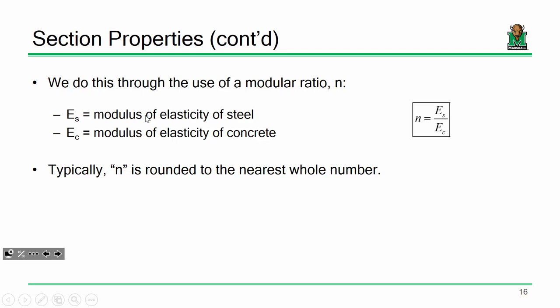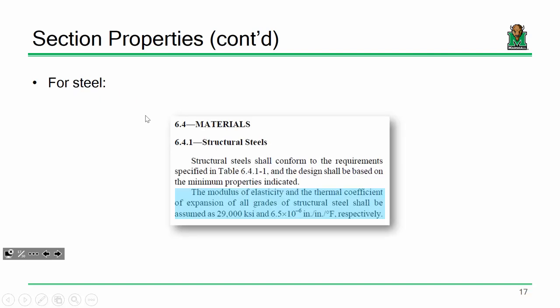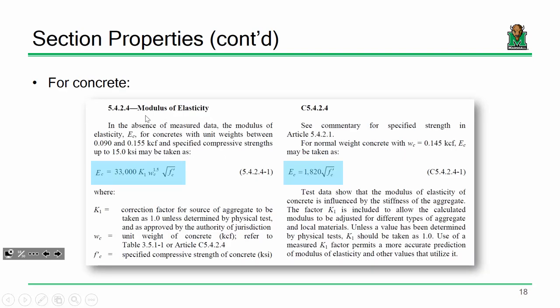But typically we round n to the nearest whole number. We don't use an n of 7.962. We just say 8. Just keep it simple. Now, the modulus of elasticity of steel is 29,000 ksi. For concrete, we have to compute it, but if you're dealing with normal weight concrete, there's a pretty easy shortcut. We just take 1820 times the square root of f'c in ksi, and that'll give us a shortcut answer really quickly. All right. So far, so good?